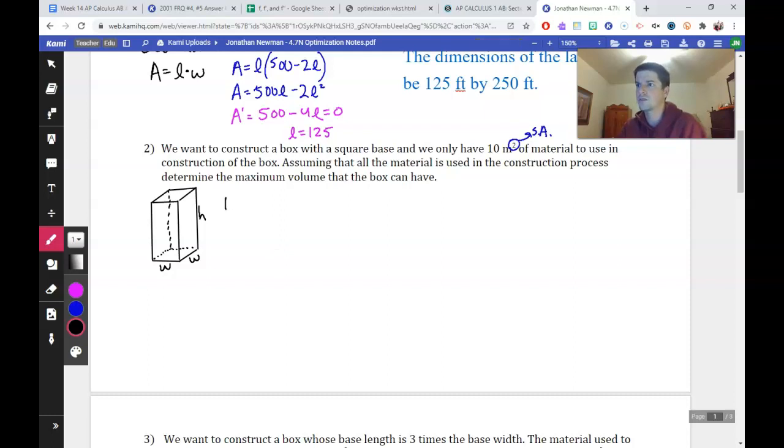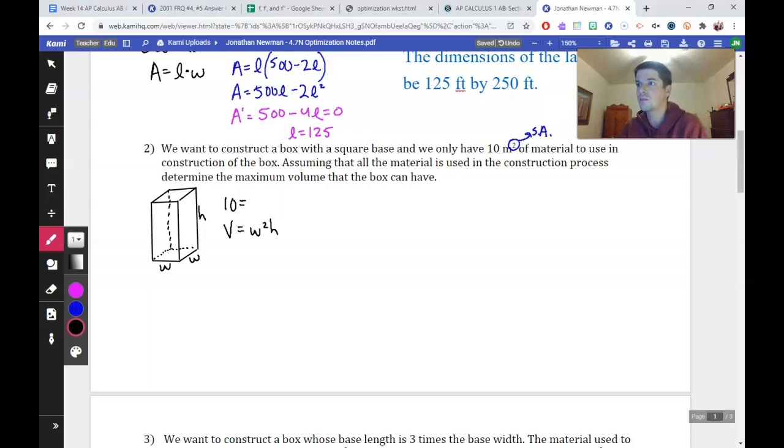So our two equations: one's going to be 10 equals the surface area, the other one's going to be the volume. The volume equation is easy because it's length times width times height, which in this case is W squared times height, right? However, the surface area is a little trickier. We're going to need to add up all the sides.